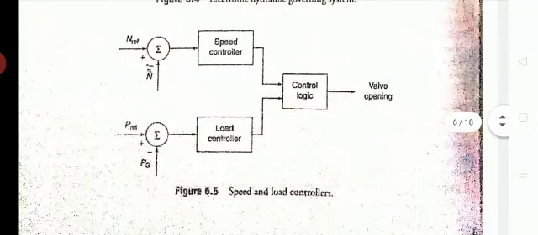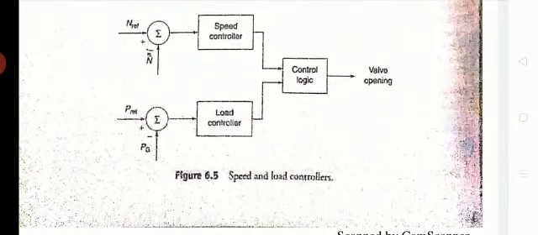So that is why in this block diagram we have the speed and load controllers, with some control logic, because everything must be done automatically. It comes under automatic generation control. That is how exactly the frequency of operation is controlled automatically whenever there is a change in the load or change in the power. On the upper side, you see, it is a speed controller. On the lower side, it is a load controller. The speed controller controls the speed of the turbine.